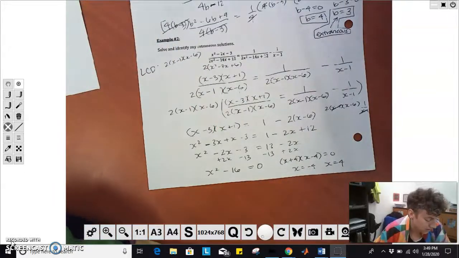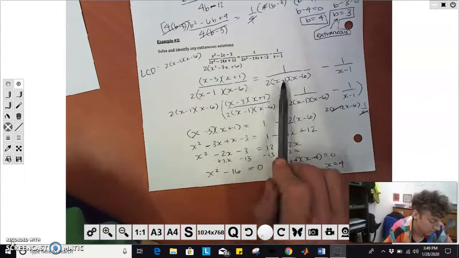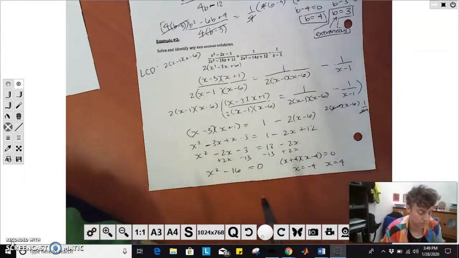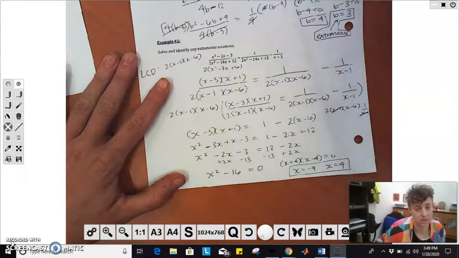Let's go see if we have any extraneous solutions. If I plug this negative 4 in here, that's not a problem. That's not a problem. That's not a problem, because I don't get any divide by 0 errors. And same thing with the 4. Those are both good solutions. No extraneous solutions on that one.